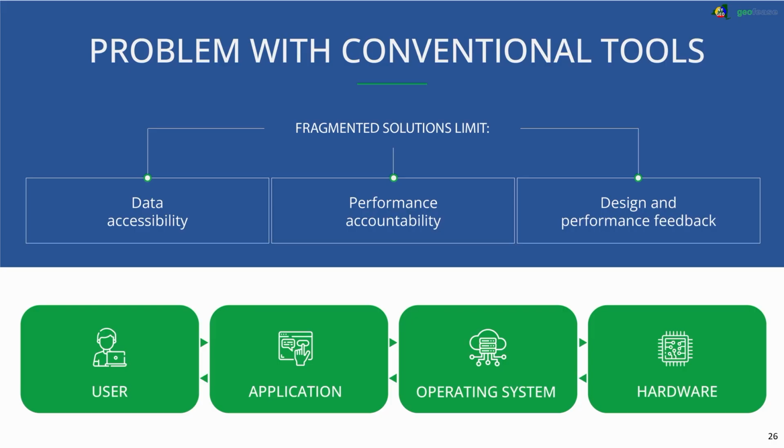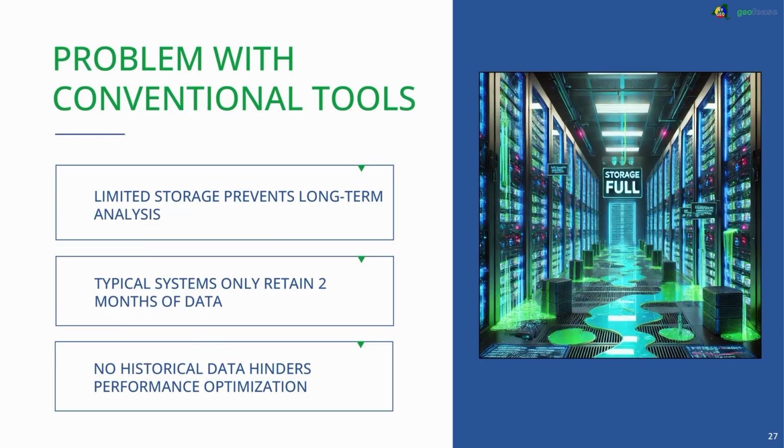Lastly is storage. Oftentimes, conventional systems only have around 2 months worth of storage, give or take. You can specify a longer-term storage potential, but for ground source heat pump systems, we're more concerned with the month-to-month and the year-to-year in terms of the performance. So it's good to consider a longer-term storage capacity so that we can understand the performance optimization potential. And so no historical data hinders performance in terms of optimization.